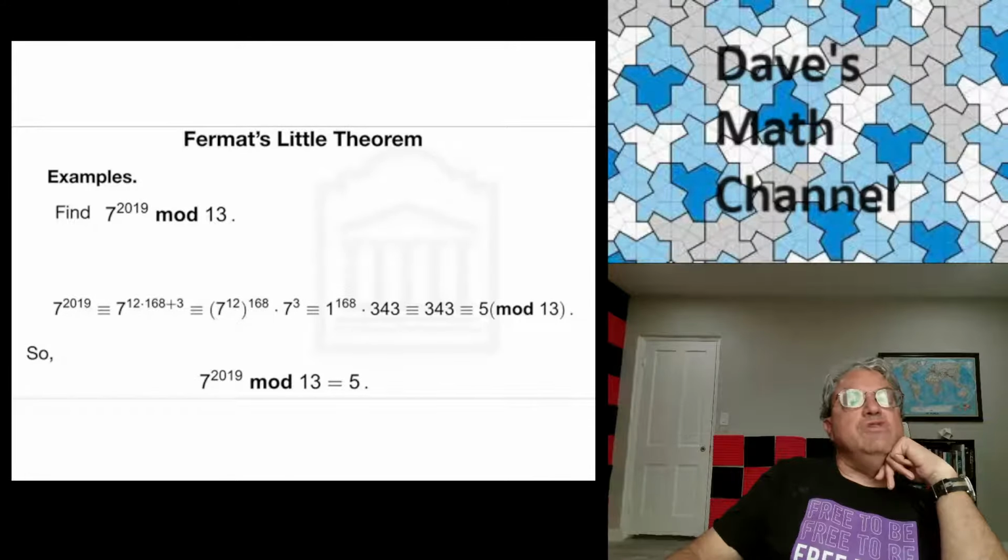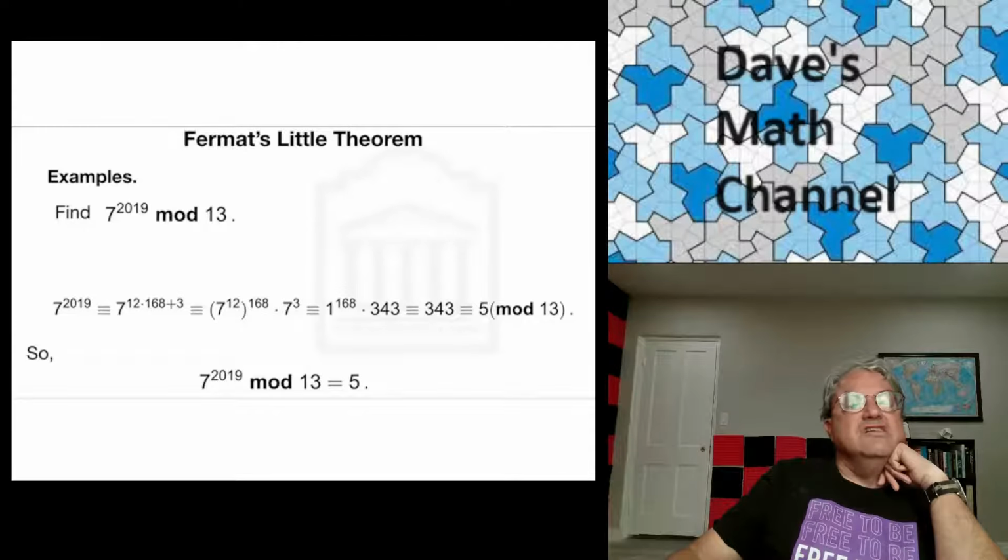Well, you really don't care about the 12 times 168 because you can write that as 7 to the 12th power raised to the power 168, times 7 cubed. But we already know 7 to the 12th power by Fermat's little theorem is congruent to 1. So now we have 1 to the 168th power, and 7 cubed is 343. We can ignore 1 to the 168th because we know that's equal to 1. So we're just left with 343, and then when we finally take that modulo 13, we get 5.